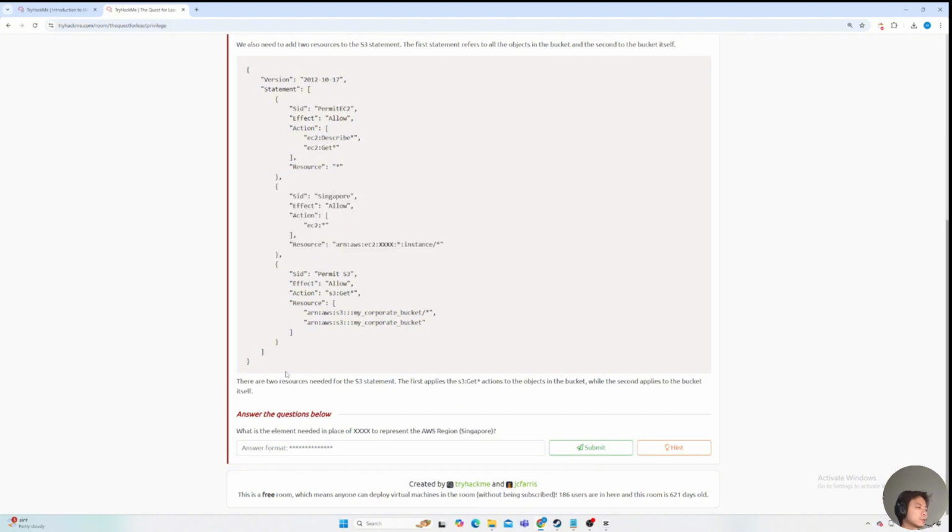All right. So what's the element needed in place of the XXX to represent the AWS region, Singapore? All right, we'll just Google AWS Singapore region naming convention. Let's see what it is. Yep. Okay, for Singapore, it's going to be Asia Pacific, so it's ap-southeast-1.